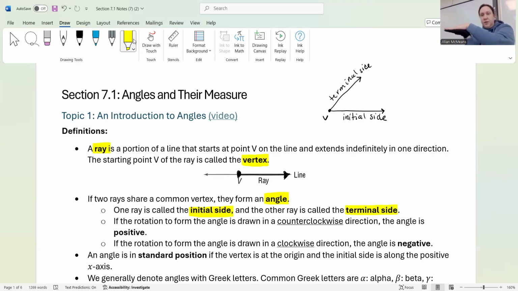Basically, if you have your initial side and your terminal side laying one on top of the other, you take that terminal side and you start to sweep it out, and that creates your angle. How far we sweep out the terminal side from the initial side is how we measure angles. So we do measure the size of angles. That'll be another video, but that's how you would measure them.